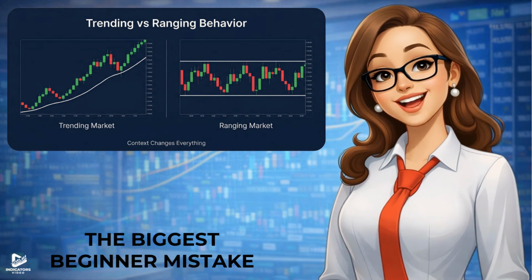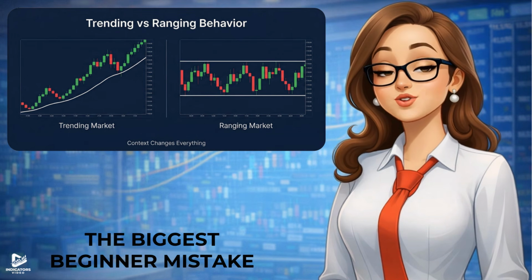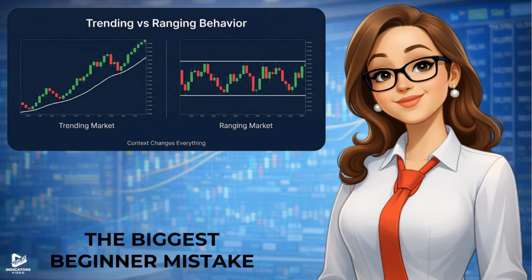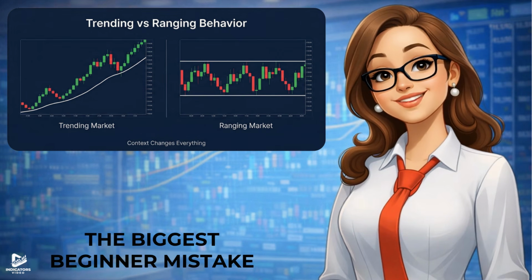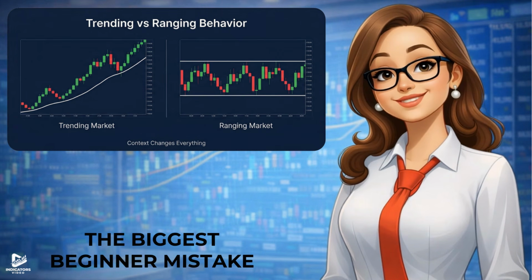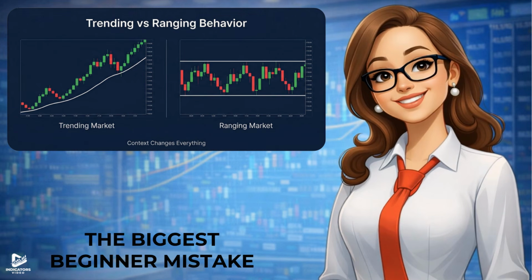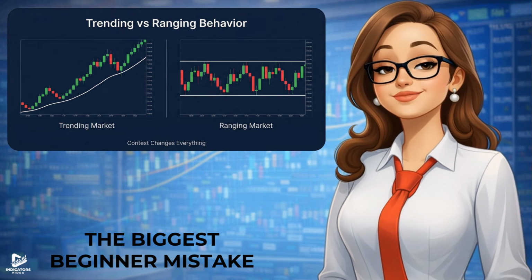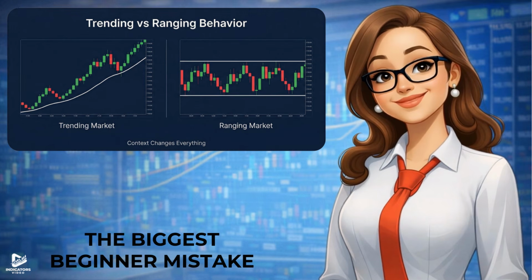Price touches the top band and traders instantly sell. Price touches the bottom band and traders instantly buy. But markets do not work that simply. In strong uptrends, price can continue touching the upper band. In strong downtrends, price can remain near the lower band.